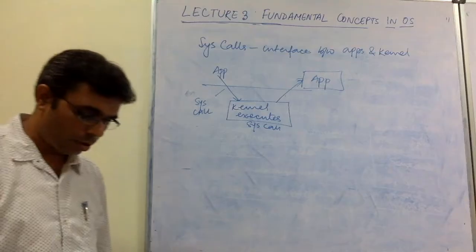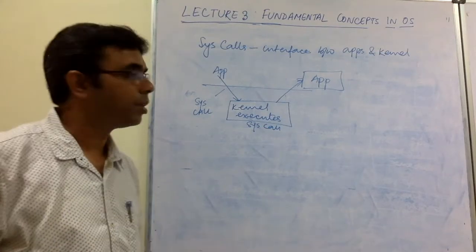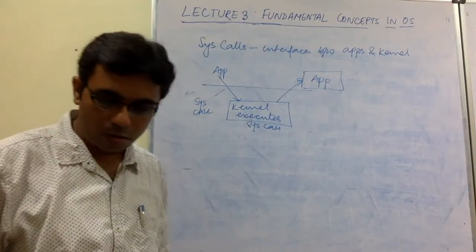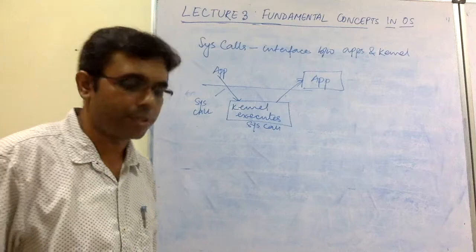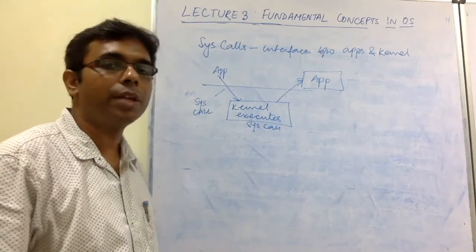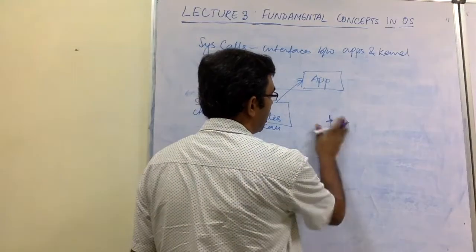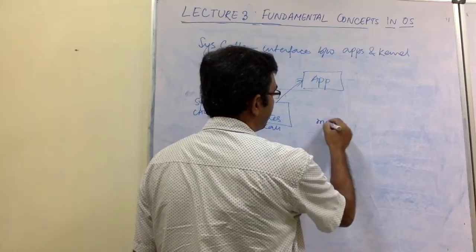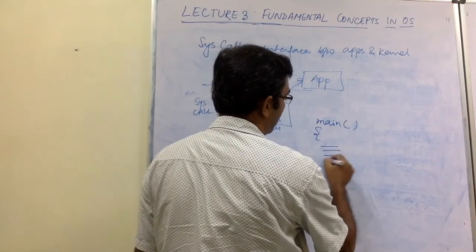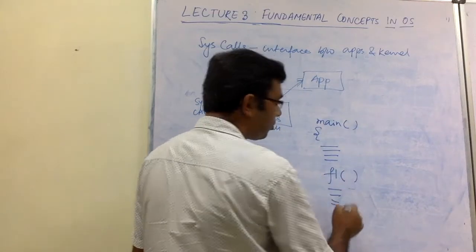So let's look at this from a different perspective. It's kind of a function call itself, right? It's kind of a function call except that the function has to be executed by the kernel. So we know what a function call is. Let's say there's some function called main, and this main was executing some instructions, and suddenly it comes across a function called f1. We know what to do.